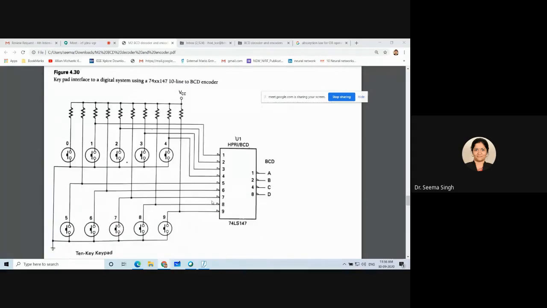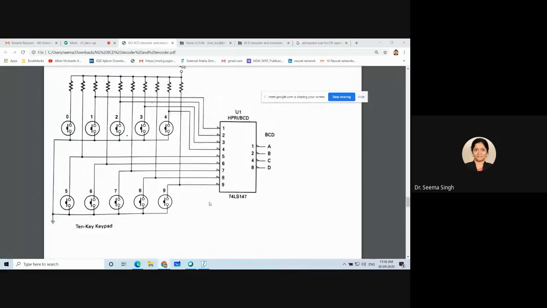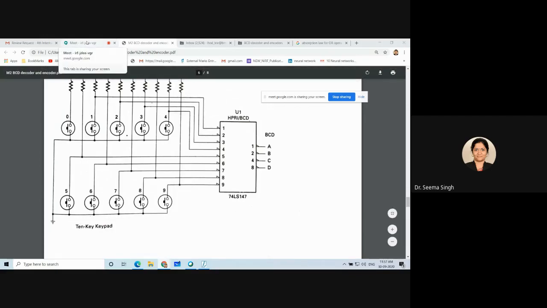Okay, so this finishes your syllabus for the first internal, which has complete module 1, and module 2 up to encoder; decoder and encoder complete will be there.